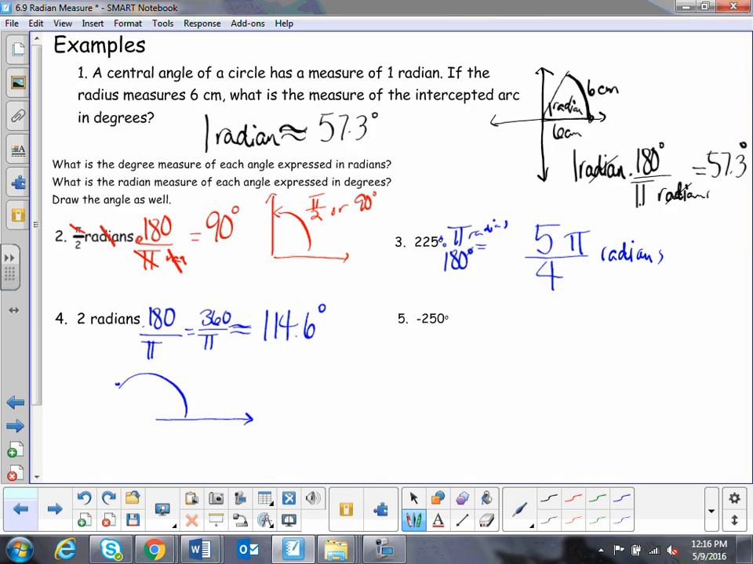180, 90, maybe I'll get here. Wait, why didn't you divide 90? Okay, so this is roughly 2 radians. Or 114.3. Okay. Alright, last one.